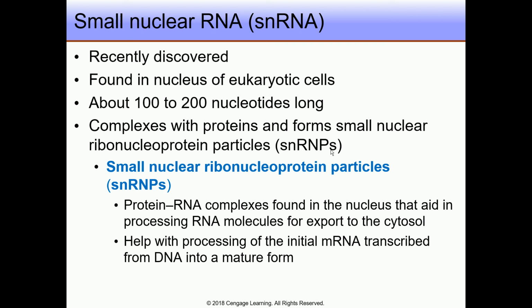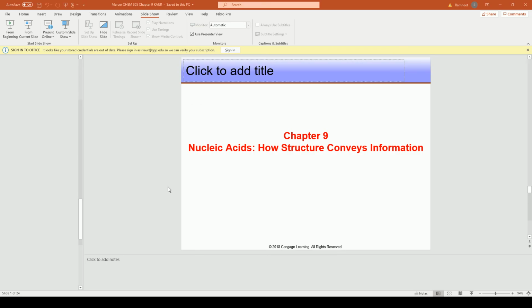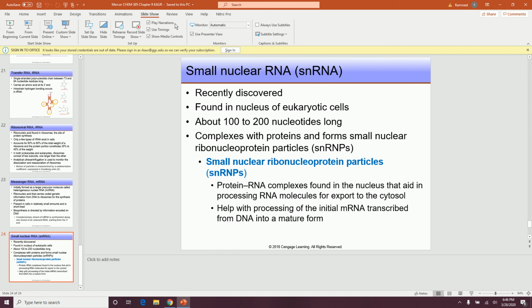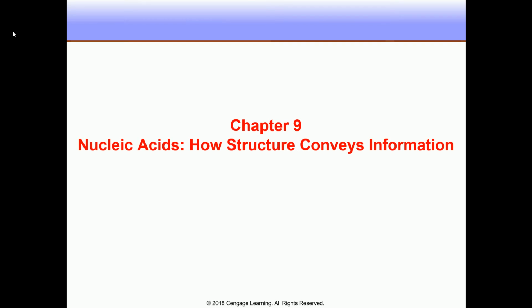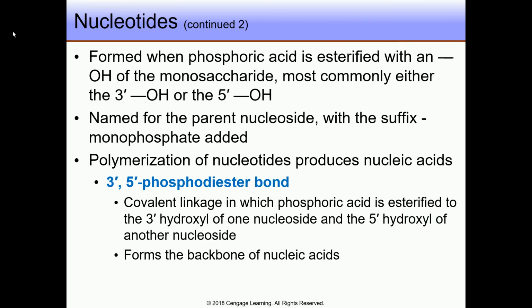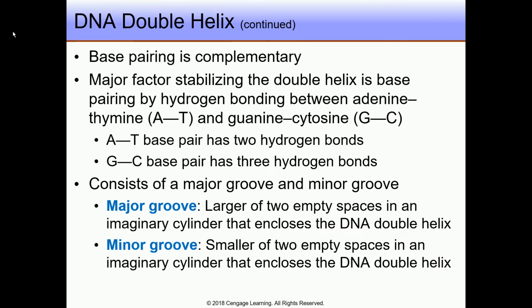In that process, all the introns, which we call junk DNA, which do not code for the proteins, are removed, and the exons which are coding for the proteins are joined together. That process is called splicing, and this snRNA complexes with some proteins and forms snRNPs, and they help in that process. So this is about the different kinds of RNAs.